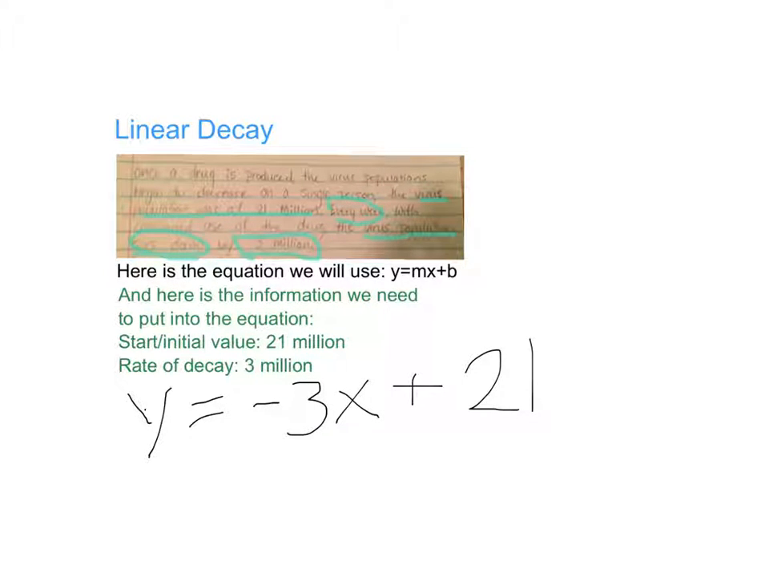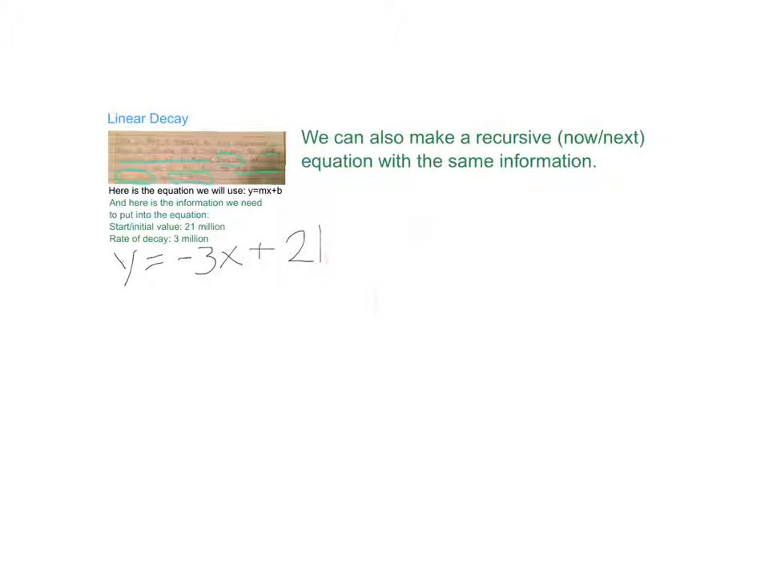We also need to make a recursive rule. Now, with the same information, we're going to make a now-next, or recursive, equation. Here's our equation. Notice that our rate of decay or slope is affecting now, creating next, and that our start value is also our start and initial value or y-intercept.